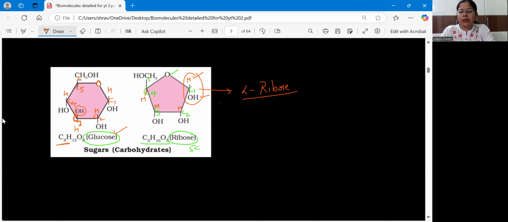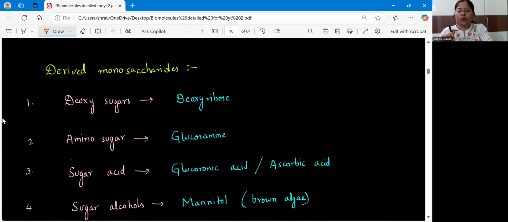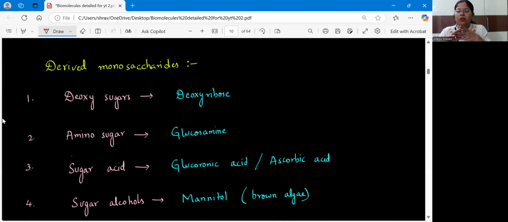Now, this is all about the structures of your monosaccharides, pentoses, and hexoses. Next, we'll talk about something called derived monosaccharides. Now, this is not given in your textbook, but you can remember if you want.